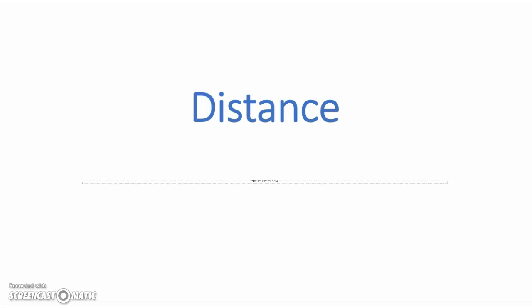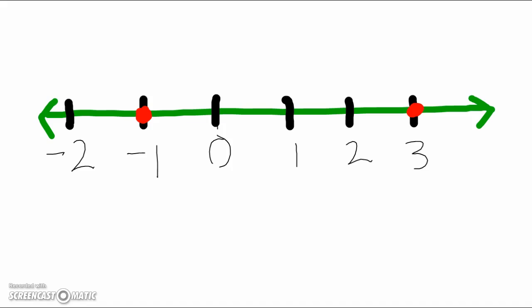Hello. Today we're going to talk about distance. Distance is a concept that's as simple as figuring out how far one point is from another, or what the length of a line segment might be. So let's start with the number line. It's the simplest way to calculate a distance.